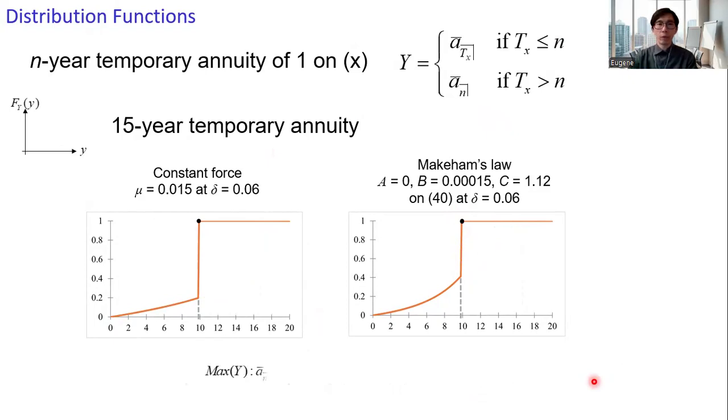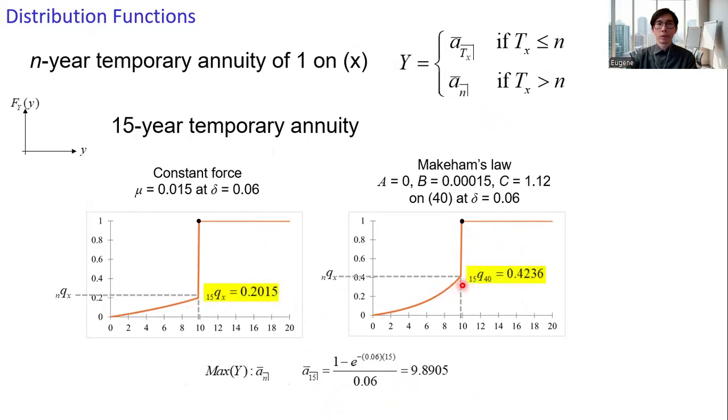At this maximum value for Y, as mentioned, a-bar angle 15, there is a jump of the CDF from nq_x to what? At this value of Y. And this is the typical shape for the CDF for an n-year, or 15-year in this case, temporary annuity.